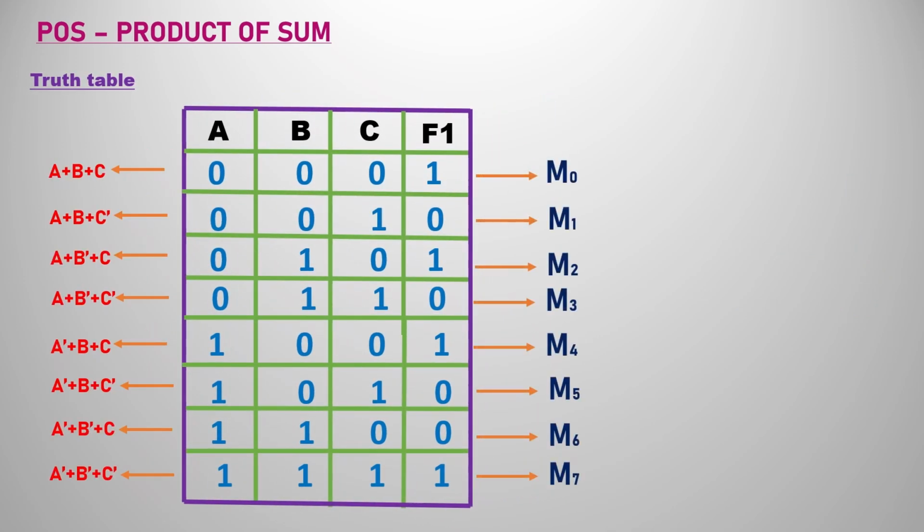In the same fashion as we already saw, we are going to represent POS with the capital letter M. So in the same fashion I have written the capital M from 0 to 7. This is the representation of product of sums. In this also, for 3 variables we have 8 product of sum terms, which we can also call maxterms.